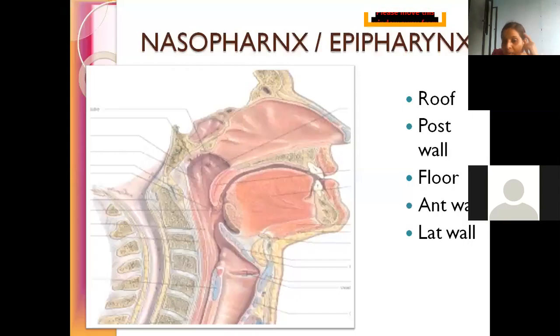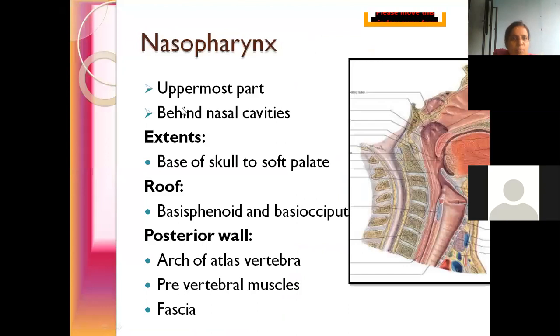But before we go, I want you to use your brain so that you understand more. Now see here, the extent: nasopharynx is the upper part, behind the nasal cavity. It is present below the base of the skull and above the soft palate, right? Superiorly the base of the skull, inferiorly the soft palate. Then the roof is formed by, as I just told you, sphenoid and occiput. This is occipital bone, this is sphenoid bone.